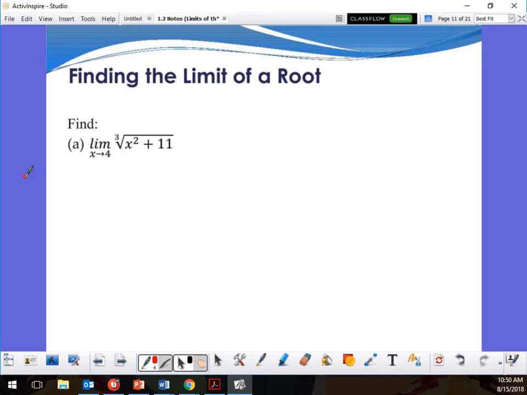Just plug in 4, right? Try it. What do we get? Plug in 4. That's going to be what? 16 plus 11 is 27. So it is the cube root of 27. And you guys should know your cube roots to that high at least. So that's going to give you 3, right? So equals 3, because 3 to the third power is 27.